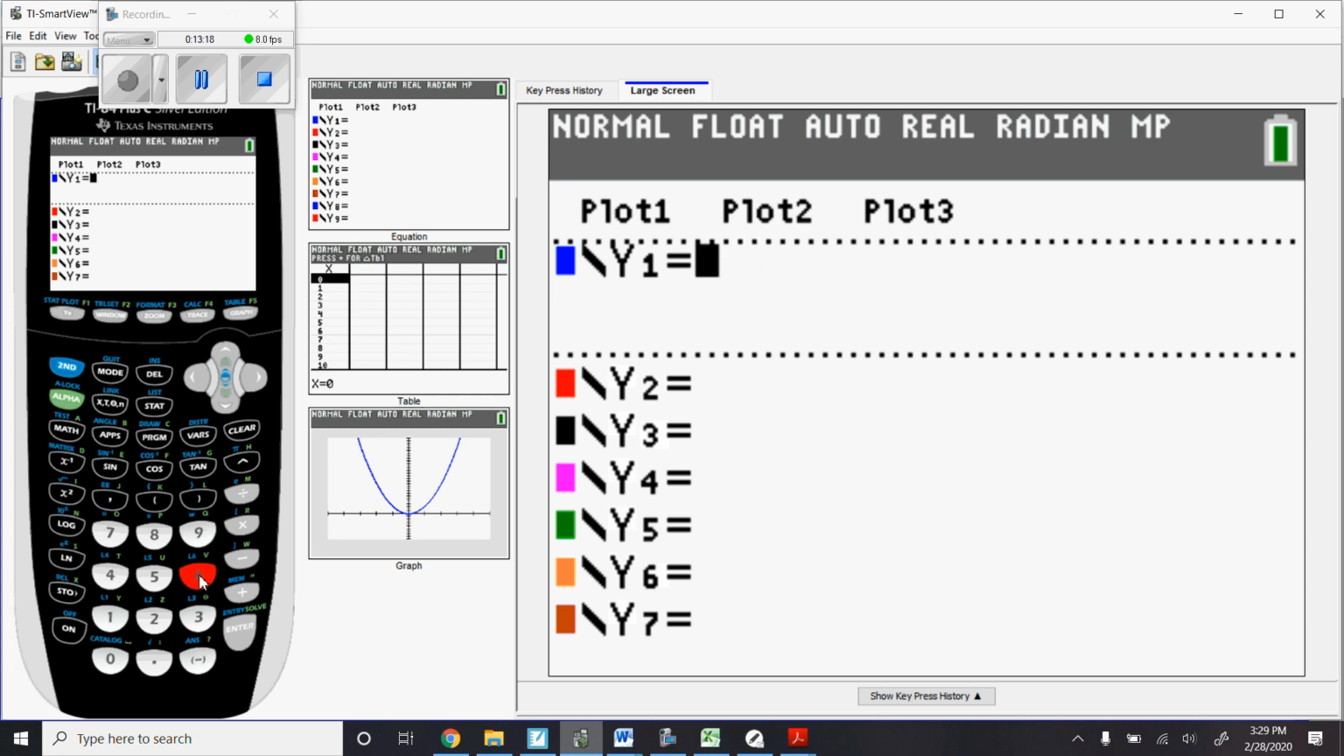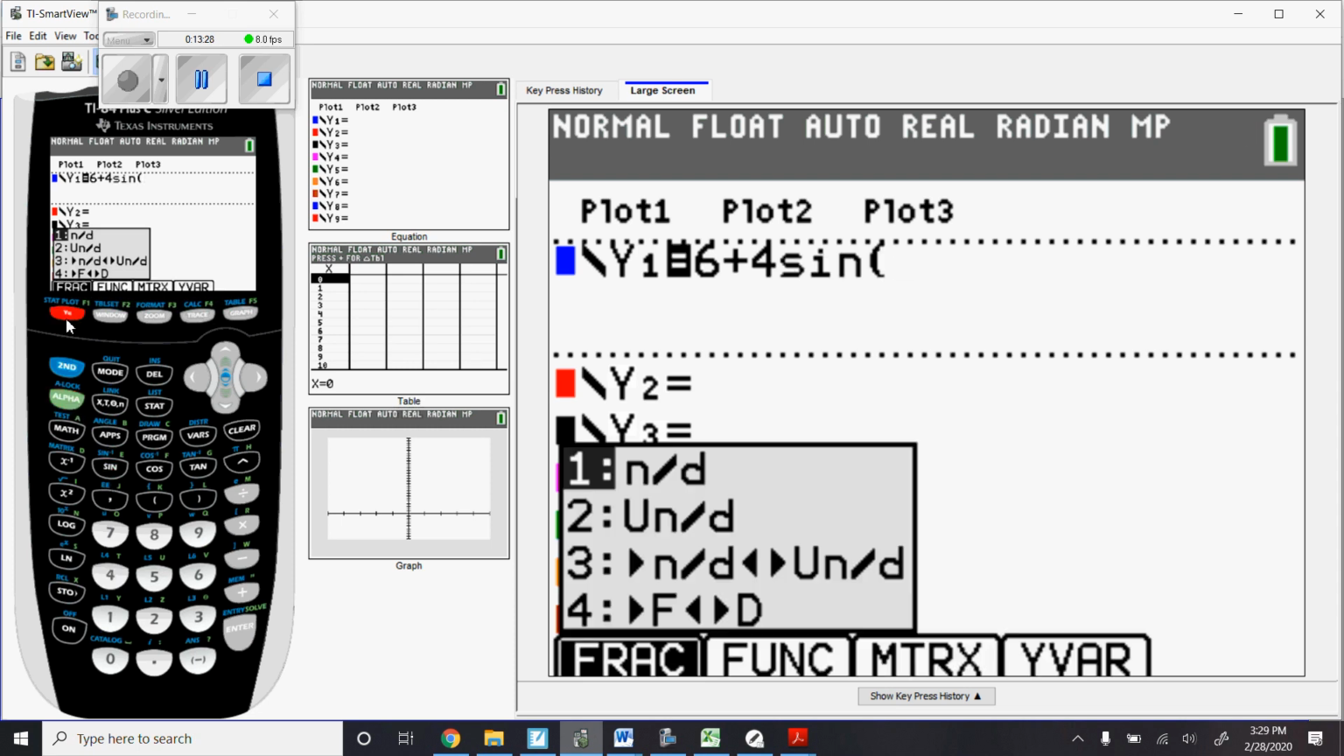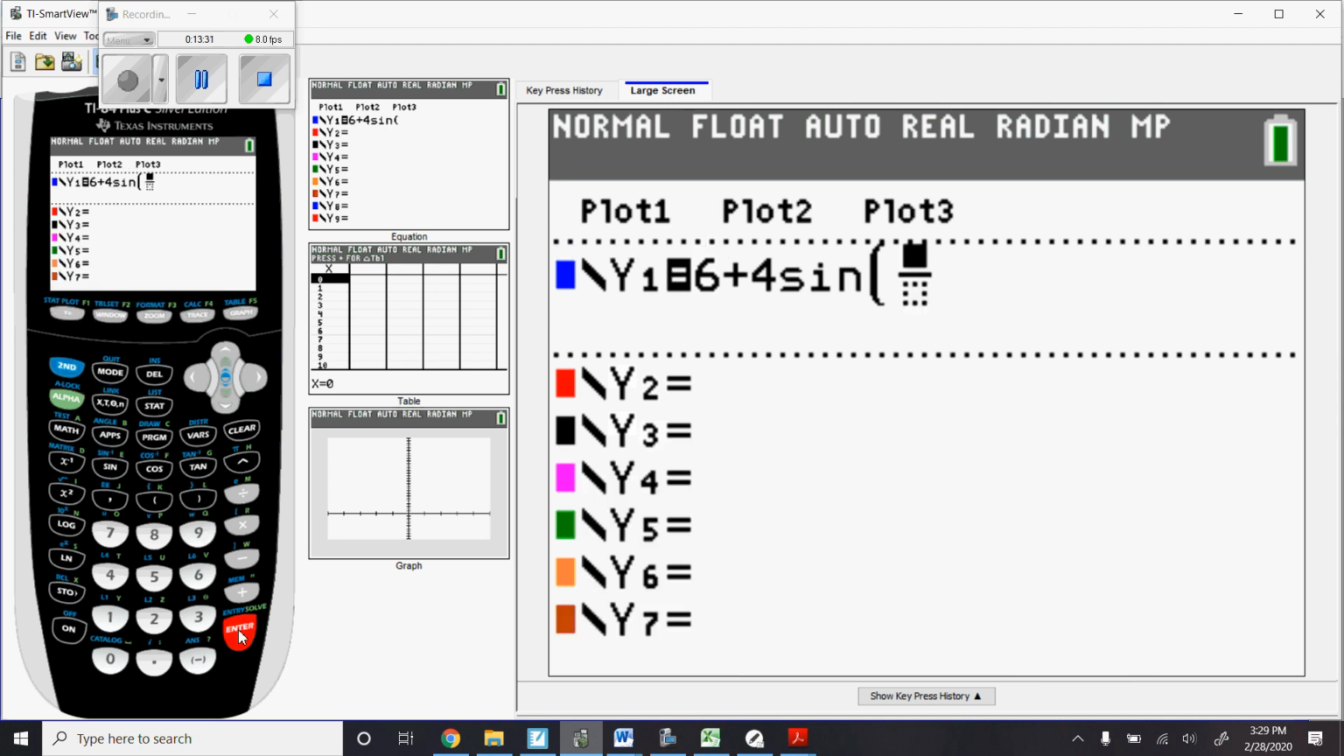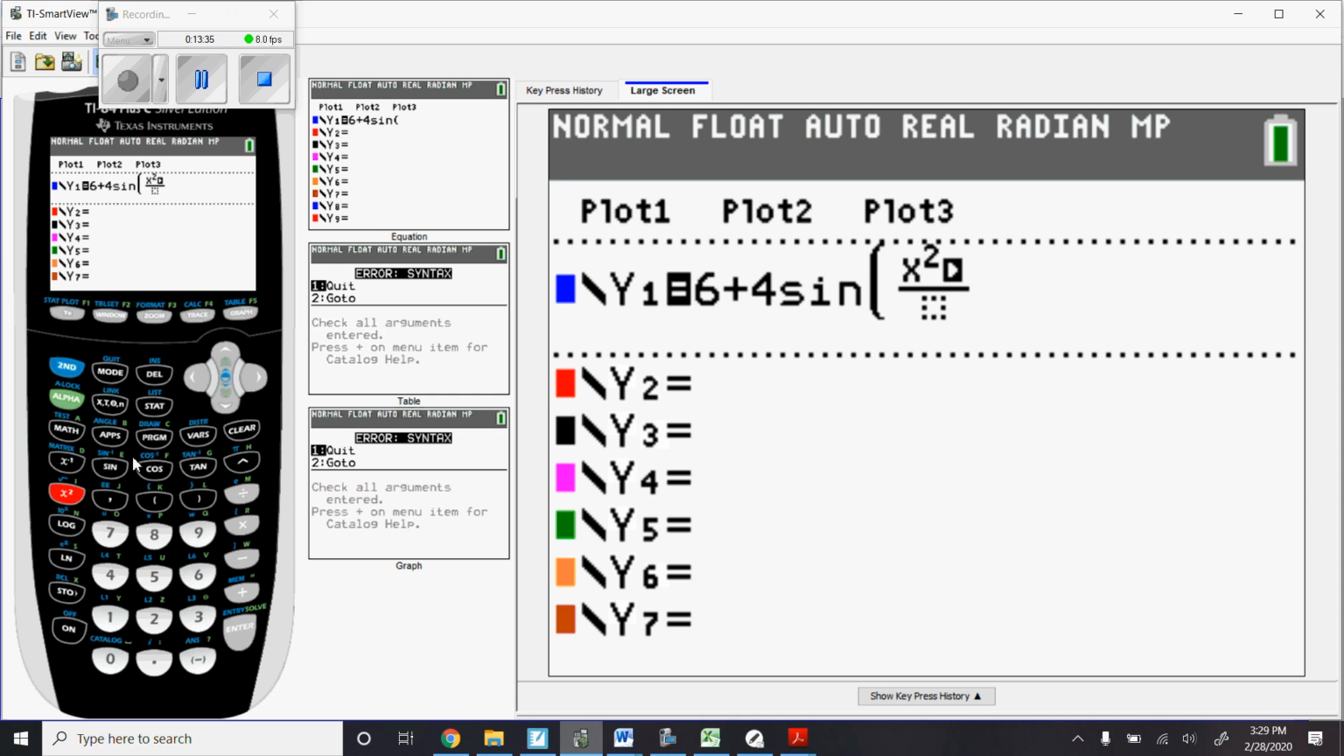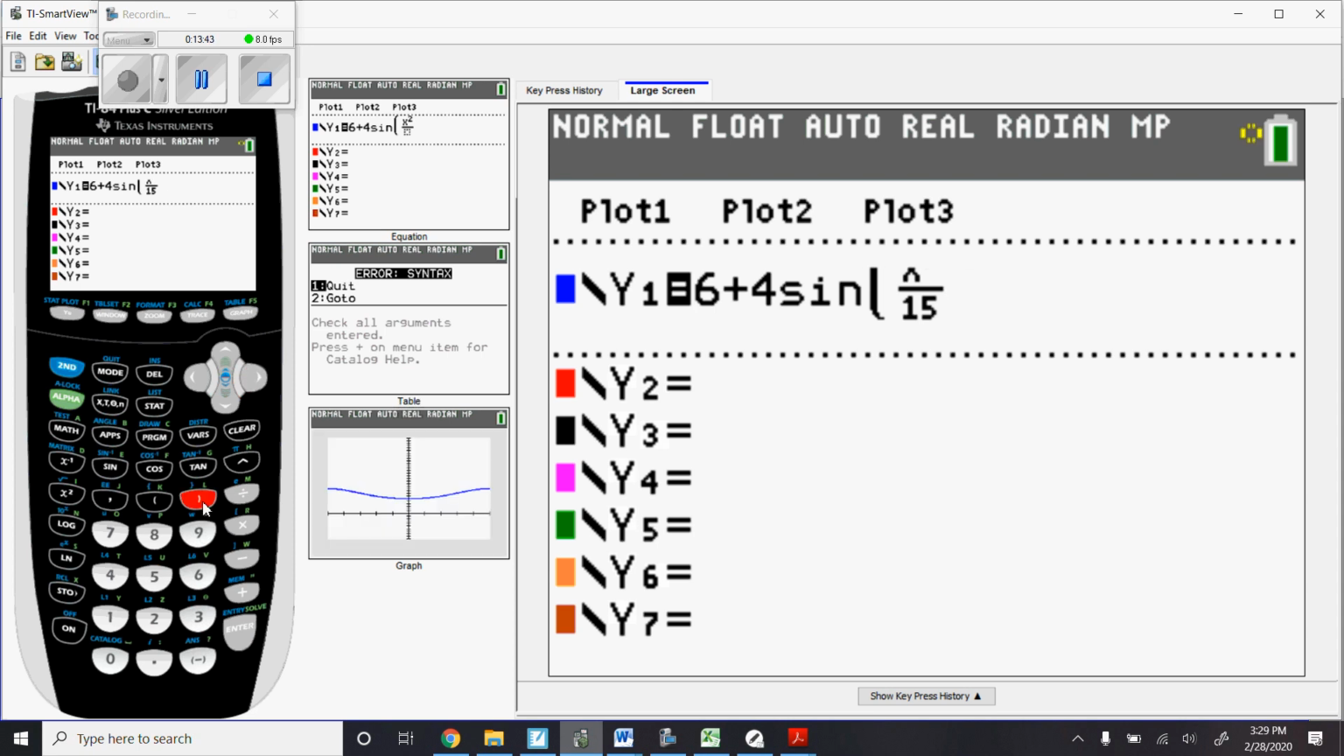I'm going to put in the equation 6 plus 4 sine, and I'll use my alpha button, alpha y equals, to get my fraction, t squared, again I'm just going to use x squared, over 15. Now it's really important that I double check, look at my function, and make sure it matches here. No problems.